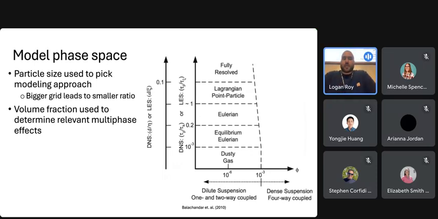And then just one last comment I'll make is on the volume fraction, the other axis. The critical feature of this is in deciding the relevant multiphase effects.